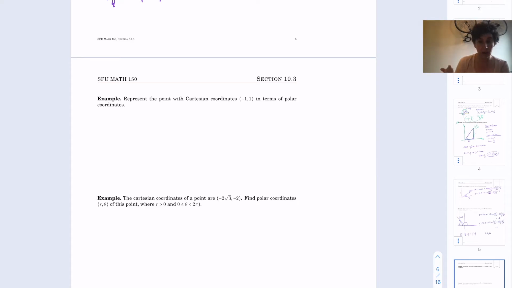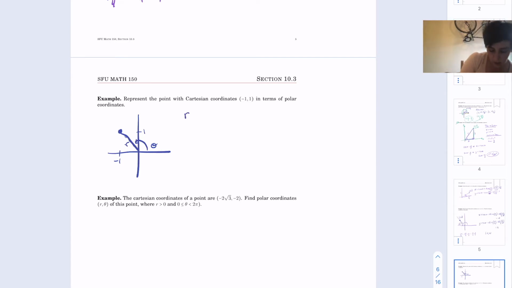So going the other way. Now we have the Cartesian coordinates and we want to get the polar coordinates. So let's plot that, it's negative 1, 1. There is my coordinate. I need to figure out what theta is. I need to figure out what r is. Okay. So this is going to be my theta. This distance is going to be my r.